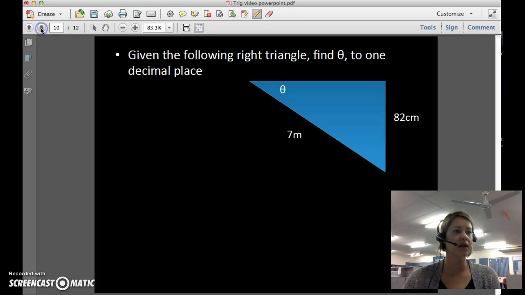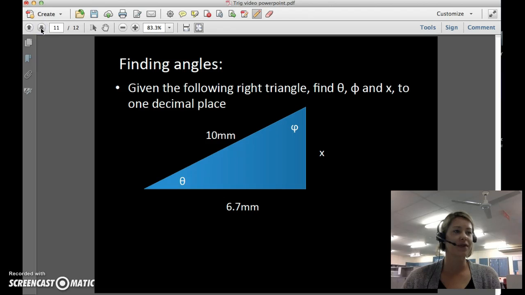Okay, so let's look at the next example here. Given the following right angle triangle, find theta, phi, and x to one decimal place. So now we have two unknown angles and we also have an unknown side. Okay, so first I'm going to just do the angles.